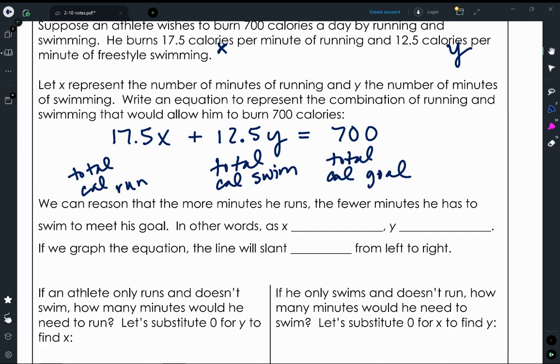We can reason that the more minutes he runs, the fewer minutes he has to swim to meet his goal. And that makes sense, right? Because if you only need to burn exactly 700 calories, if more of them come from running, less come from swimming. In other words, as X increases, Y decreases. If we graph the equation, the line will slant down from left to right. And that's because as we move to the right, our X is increasing, and so the Y decreasing means the graph is going down.